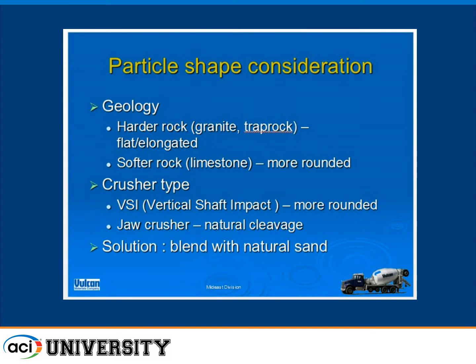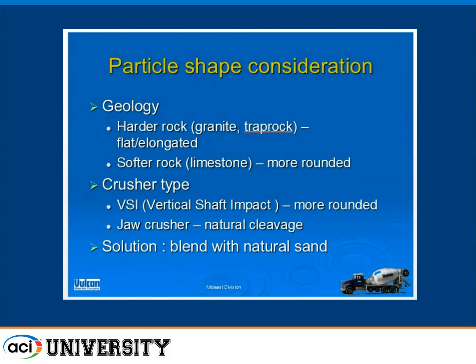Then there's another variable in terms of particle shape: the crusher type. The two primary crusher types are the VSI, which is the vertical shaft impactor, and that tends to produce more rounded aggregates, and then the jaw crusher, where the particle shape more closely follows the line of natural cleavage of the mineral.